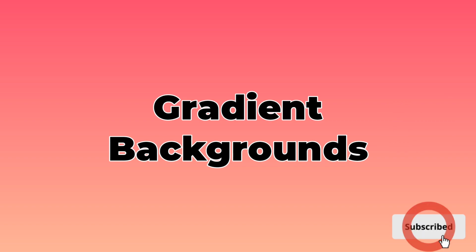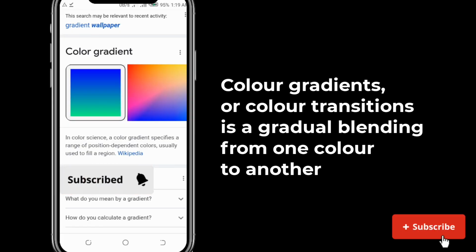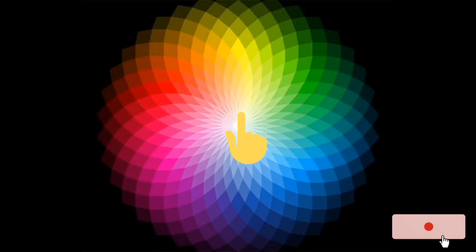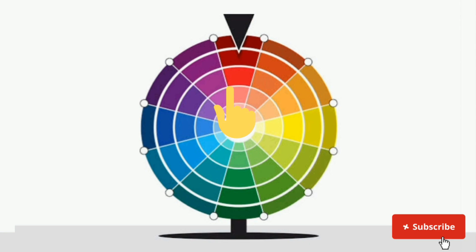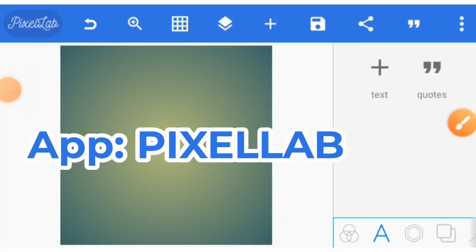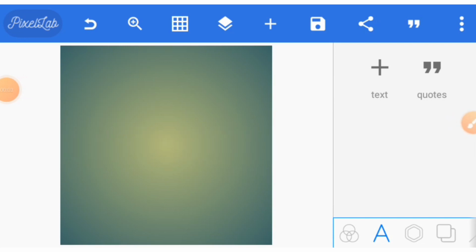Now let's talk about gradient backgrounds. Color gradient or color transition is a gradual blending from one color to another. Can you see this? We have green, blue, red, yellow blending with each other. I'll quickly use Pixellab to explain how to use color gradient.